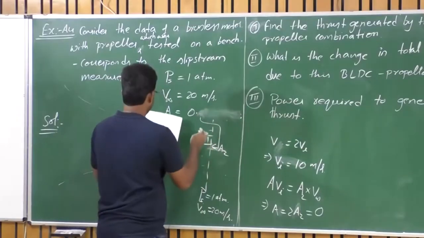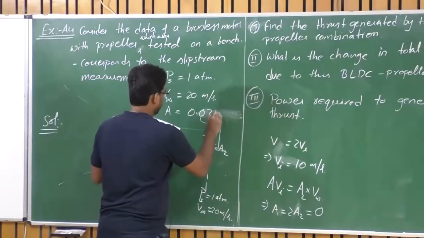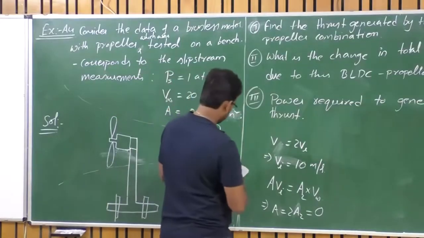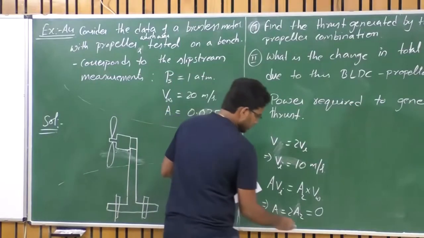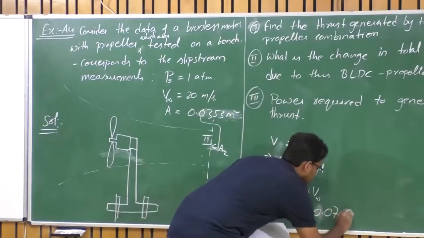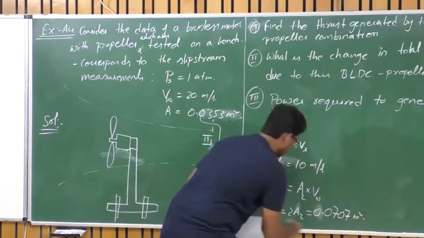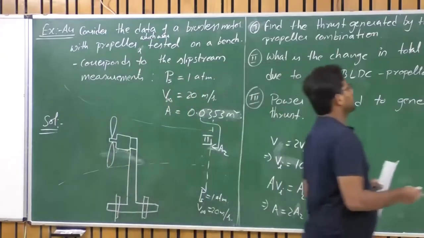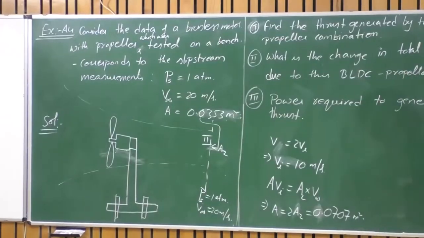0.0353 meter square. So what we have here is area is equal to 0.0707 meter square. So this is the area of the disc. Am I correct or not? So if I have to know what is the thrust, please make this correction here.